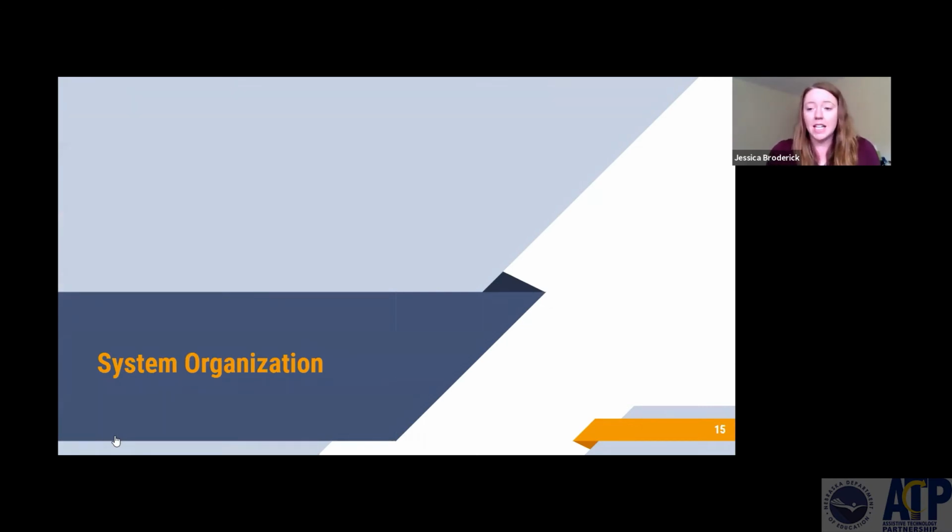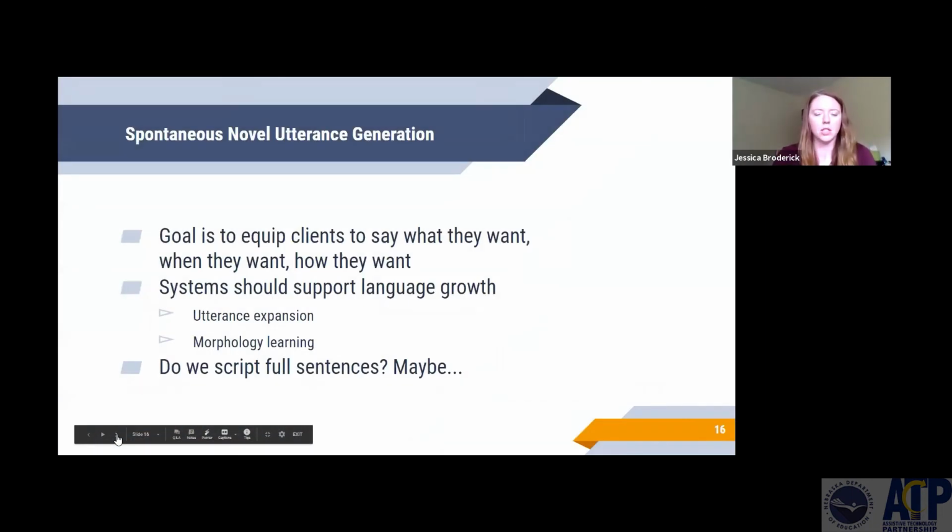Okay, so the last thing we're going to talk about today is system organization. And I think this is a question I get probably the most often: how do I put it together, or how do I make sense of it? Or, we've built them a folder for when they're in science class and a folder for when they're in art class. Should I have the word more or need in both places? How does that look? How is it set up? Our goal is to help our clients say what they want, when they want, how they want.